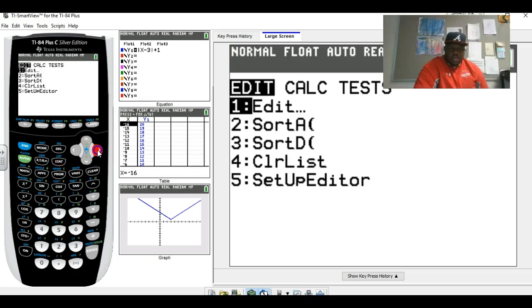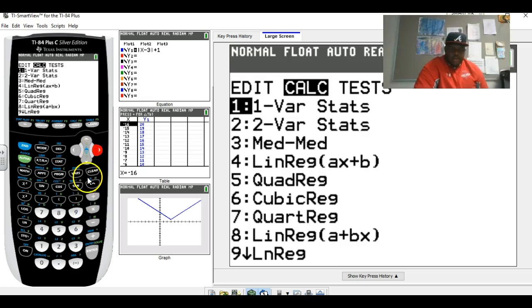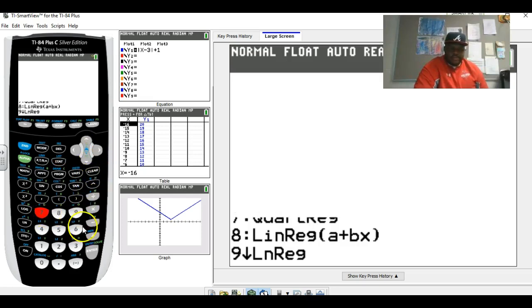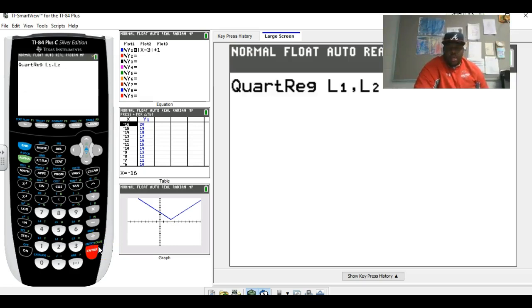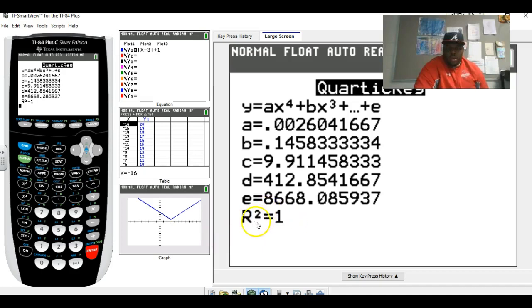All right, stat edit again. All right, I'm going to try quartic. And you just try it. All right, it doesn't hurt to try. All right, quartic, R squared is 1.